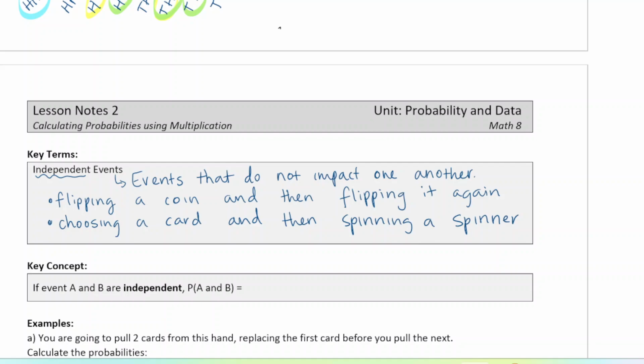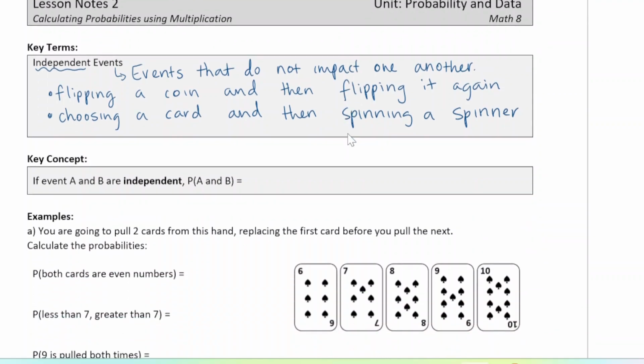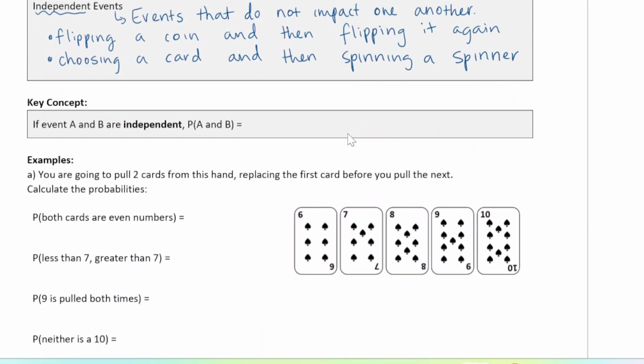So there's a little formula that we have when we are calculating the probability of independent events, and we can use this instead of using a probability tree or table. It's a little bit faster. If we have two independent events and we want to know the probability that they both happen, you just multiply. It's the probability of event A happening multiplied by the probability that event B happens. So that's the formula that we're going to use today. All right, so let's do some examples.